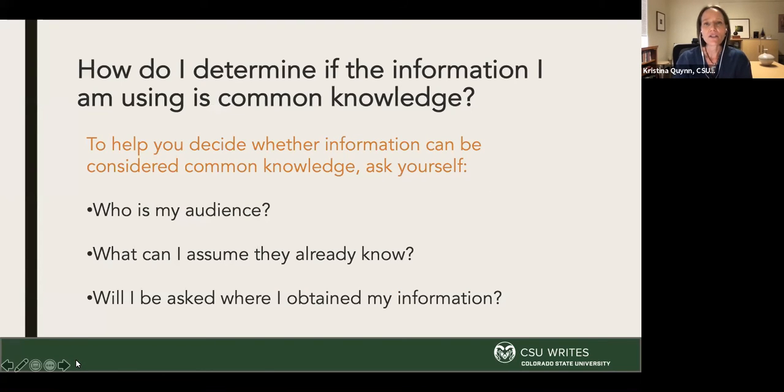So how do you determine if the information that you're using is common knowledge or not? You can ask yourself, who's your audience? Who's that group of people that I'm in conversation with? Is it general or broad? Is it much more narrow and specific to your field? What can I assume that they already know? And will I be asked where I obtained my information?